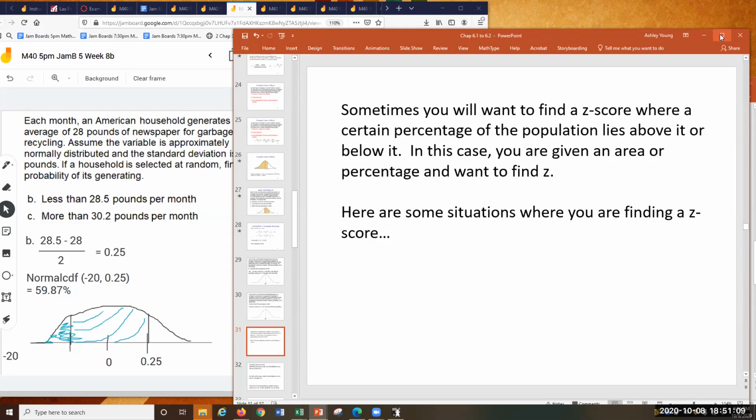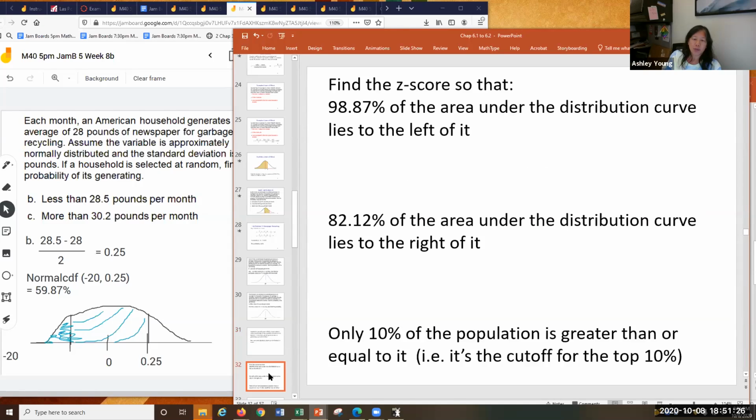Sometimes you will want to find a z-score where a certain percentage of the population lies above it or below it. In this case, you are given an area or percentage and want to find z. Here are some situations where you are finding a z-score. Perfect. Thanks. Jacob, can you read for me the next one?